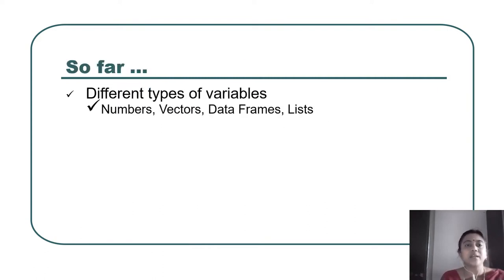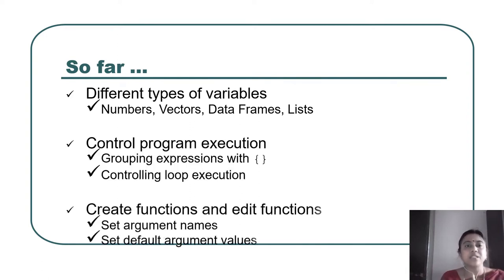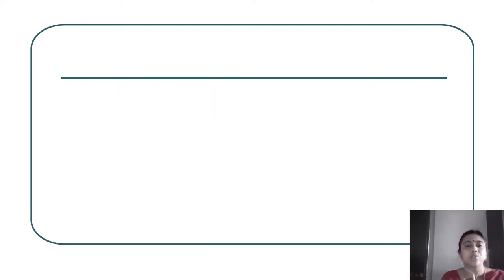Next, let us consider the different types of variables: numbers, vectors, data frames, lists, etc. Next, what is control of program execution? Under this we can discuss two types: one is grouping expressions with parentheses, and another is controlling loop execution. The third one is creating functions and exiting functions, so set argument names and set default argument values. Next, what is the use of R functions?